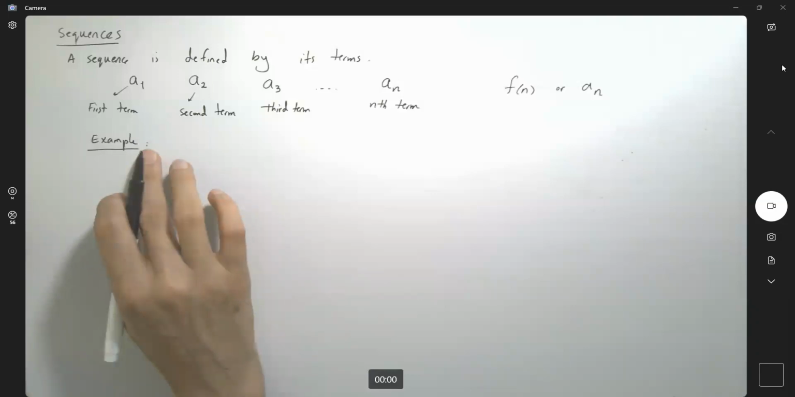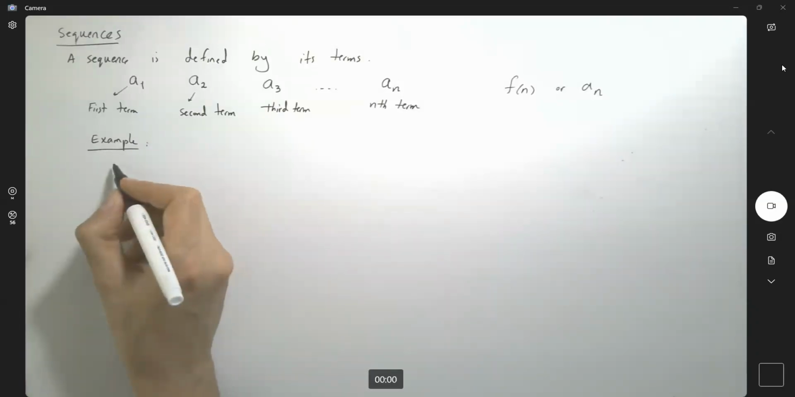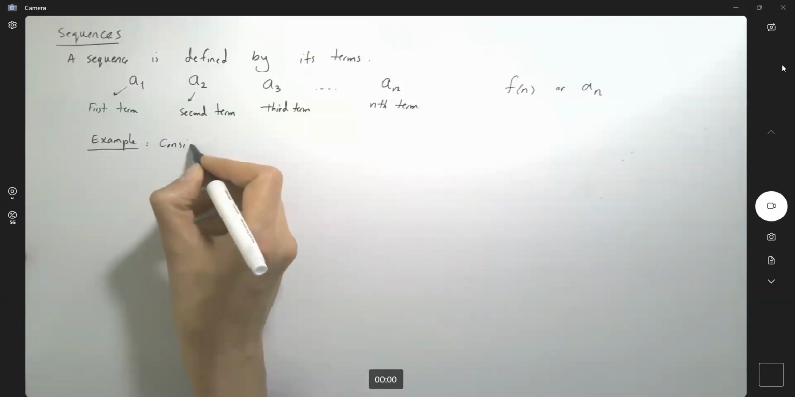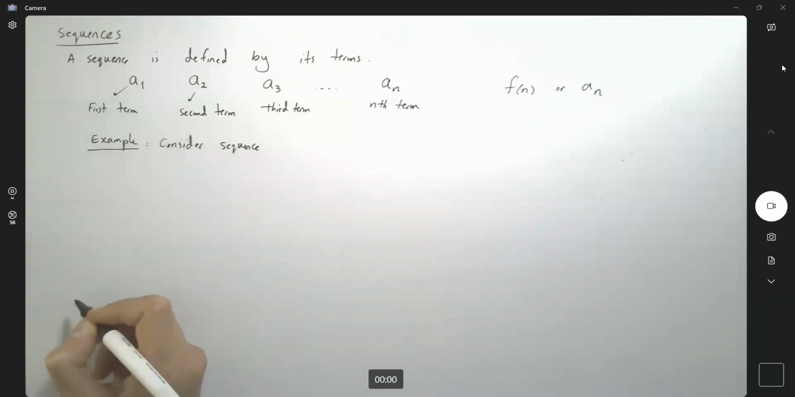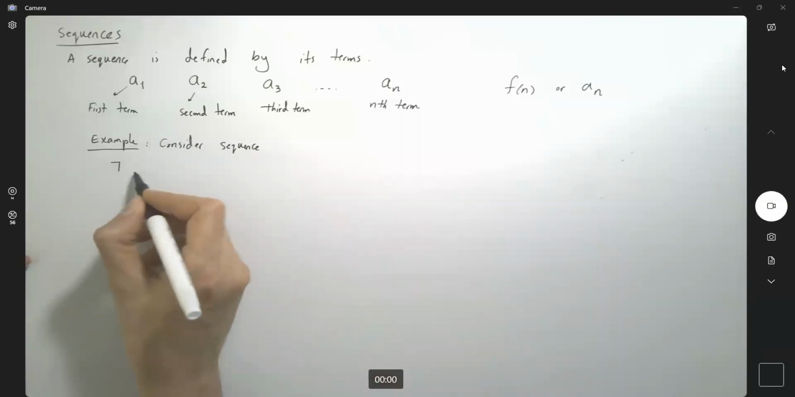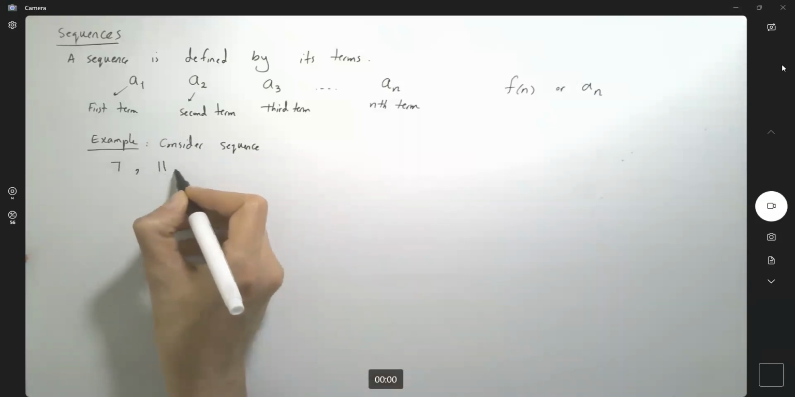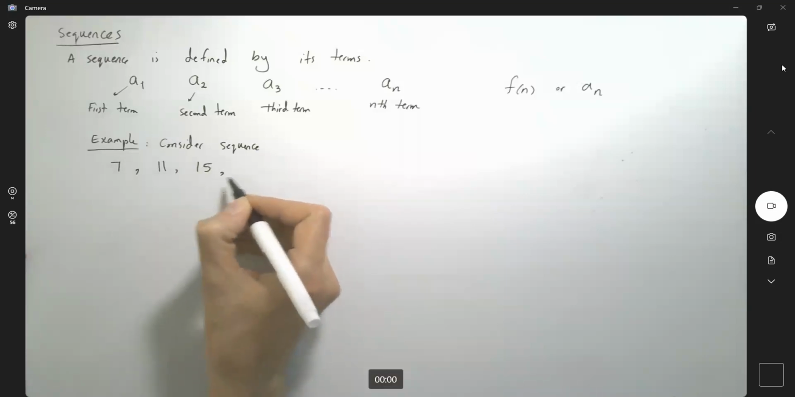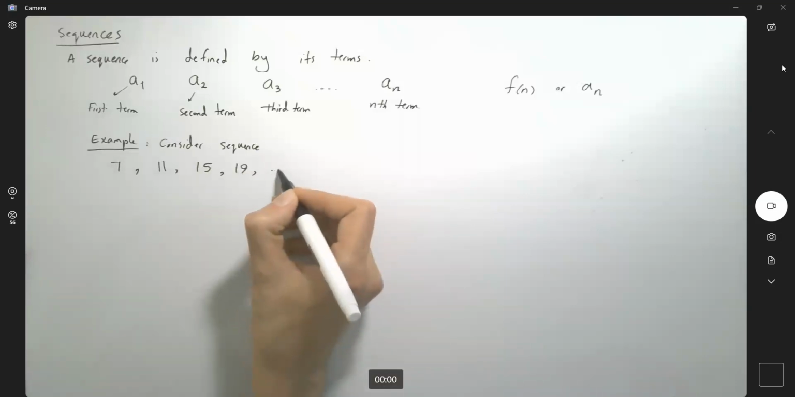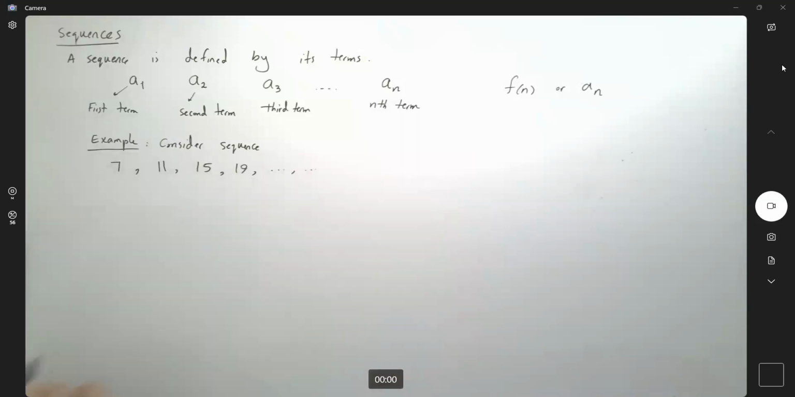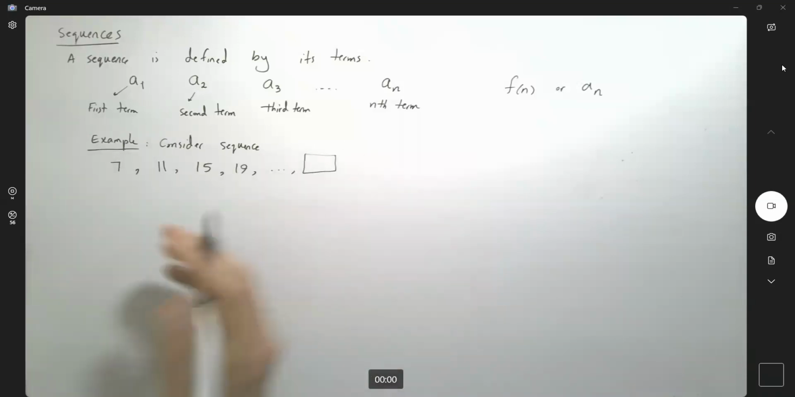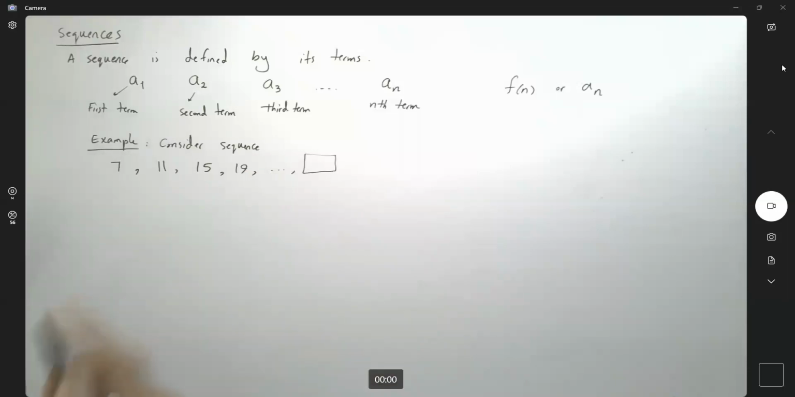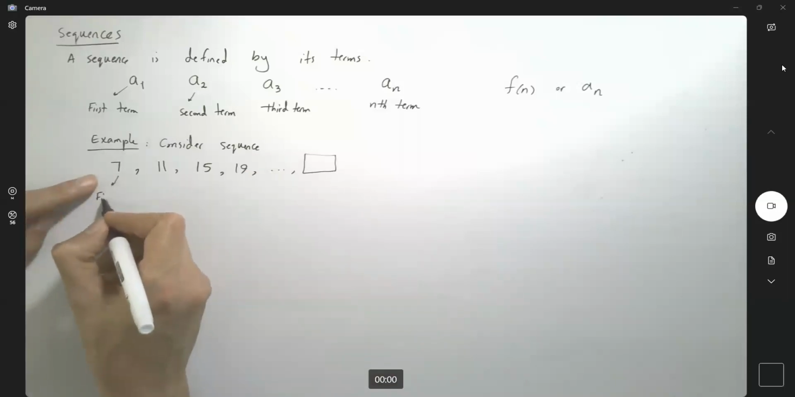suppose I give you a sequence of this form. Consider the following sequence. What do you have? You have 7, then you have 11, then you have 15, then you have 19, and you can define a general term and the rest of them. So 7 is your first term.